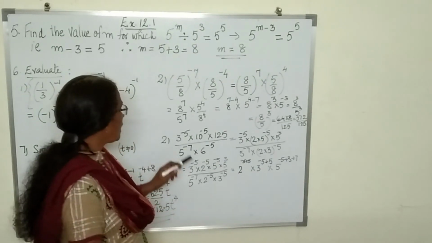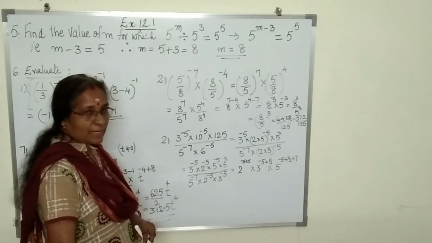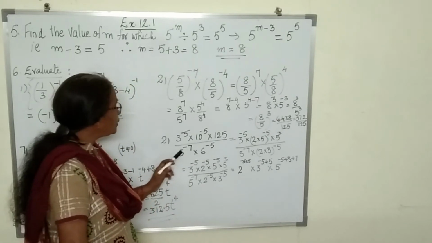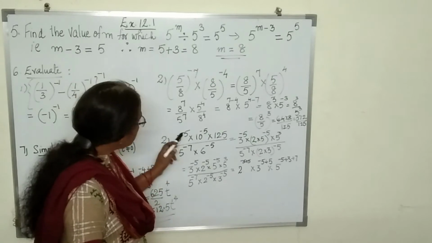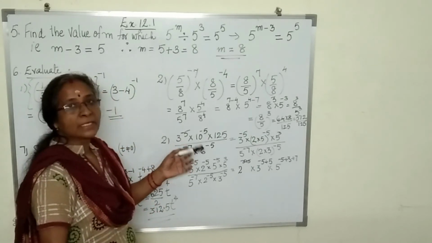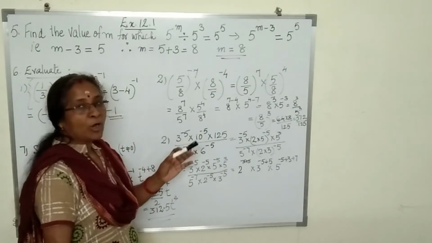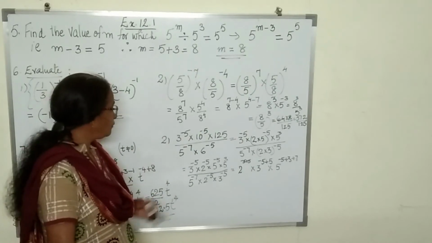Simplify. There is another question. Question number 2, which is 3^-5 into 10^-5 into 125 upon 5^-7 into 6^-5. Here some of them are in exponential form and some of them are not. So first let us split all the numbers into prime factors in the exponential form.